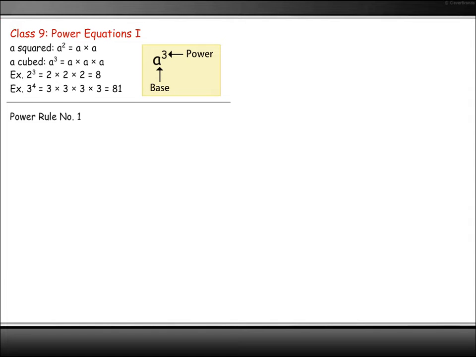Power rule number 1. Multiplying terms with the same base. Simplify A squared multiplied by A cubed. A squared is A by A, by A cubed, which is A by A by A, giving an answer of A to the power of 5. There is a quicker way. When you are multiplying terms with the same base, just add the powers.